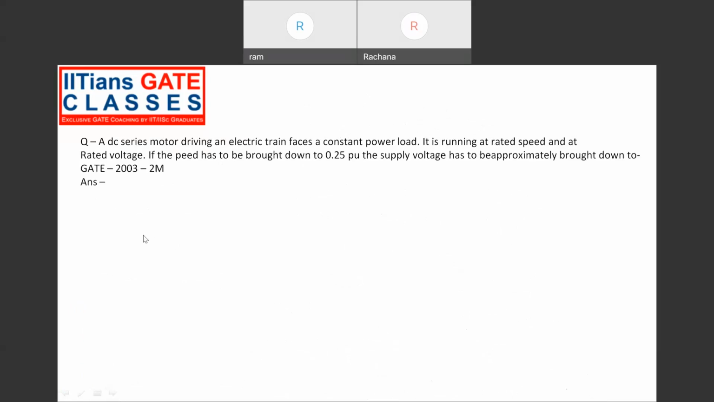We go to the next question. This is a 2003 2 marks question. A DC series motor driving an electric train faces a constant power load. It is running at rated speed and at rated voltage. Speed has to be brought down to 0.25 per unit. Find the supply voltage that has to be approximately brought down to from 1 per unit.